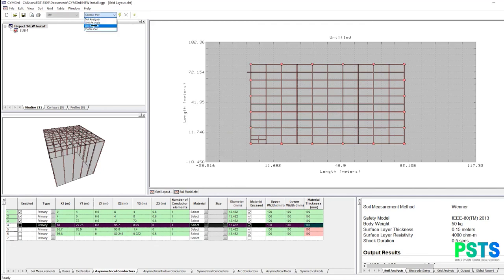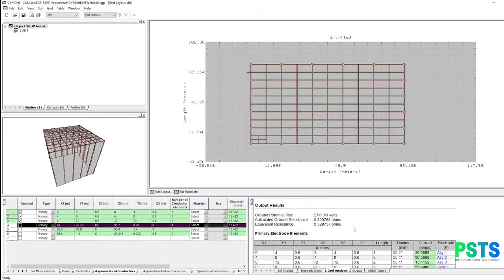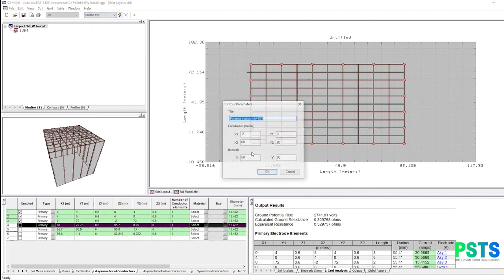So if we do this, run the analysis now. You see it drops the GPR and the resistance goes down. But more importantly, it will affect the contours.